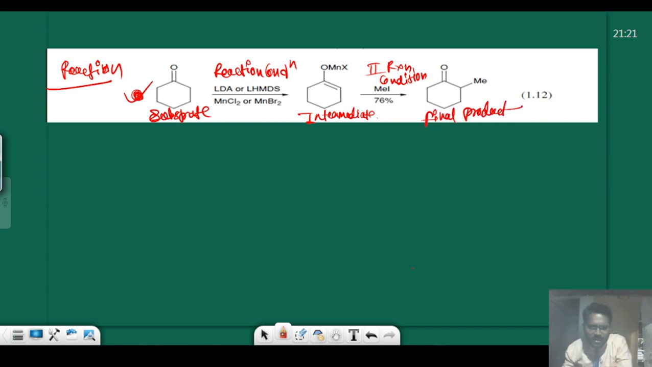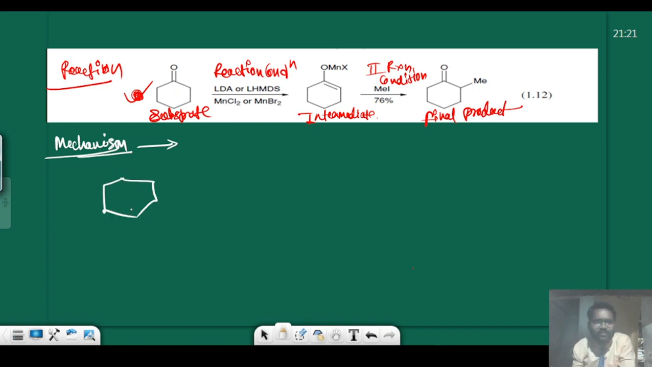So let us discuss the mechanism of this particular example. The substrate is basically cyclohexanone. This cyclohexanone is a symmetrical molecule. This is the first, second, third, fourth, fifth and sixth carbon. So the first and fifth carbons are alpha carbons. This is also an alpha carbon, and these alpha carbons have two hydrogens, like this.